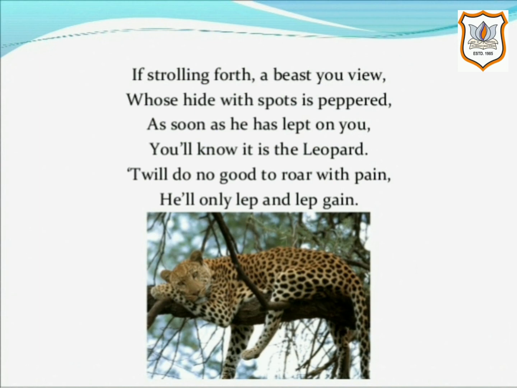Next line. It will do no good to roar with pain. He will only leap and leap again. Here there are three figures of speech, that is internal rhyme, repetition and litotes. Internal rhyme because the rhyming words pain and again are used in the same sentence for poetic effect. Repetition because the word leap is repeated for poetic effect. And litotes because a negation is used to convey the positive meaning that it would be useless to roar with pain.